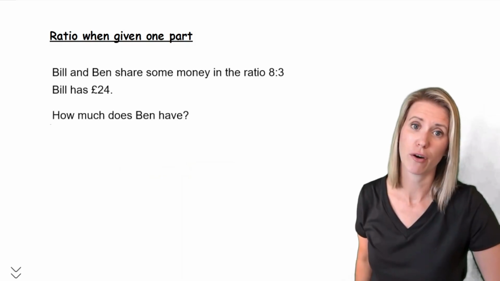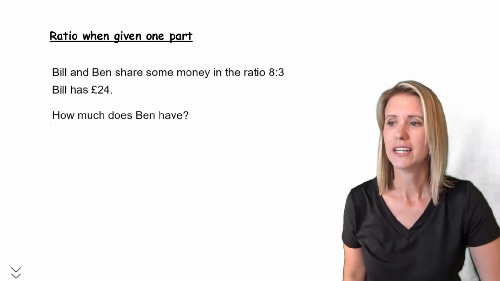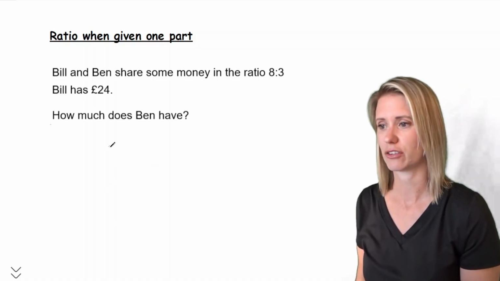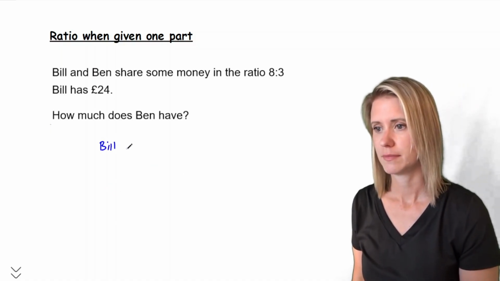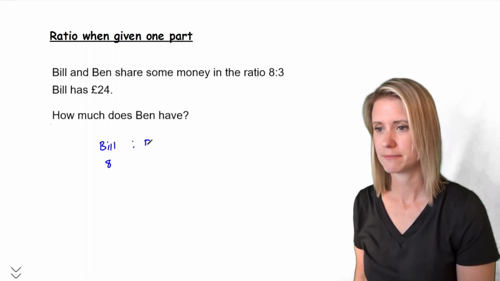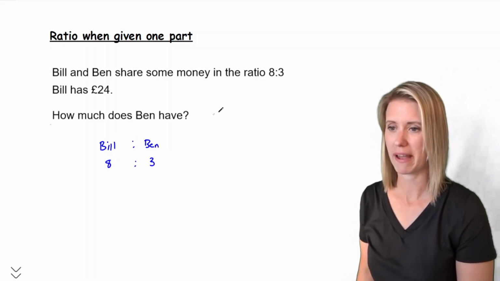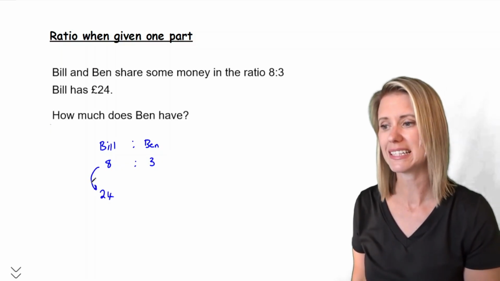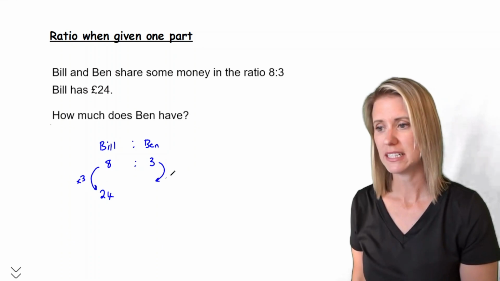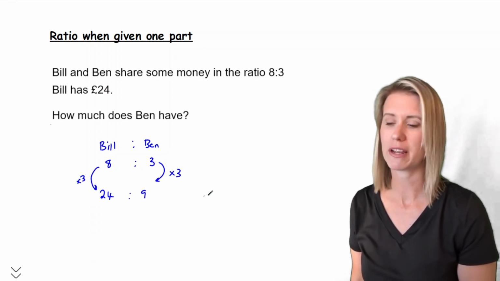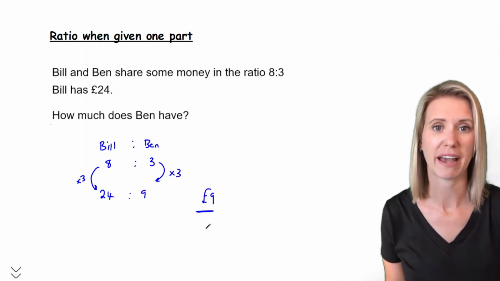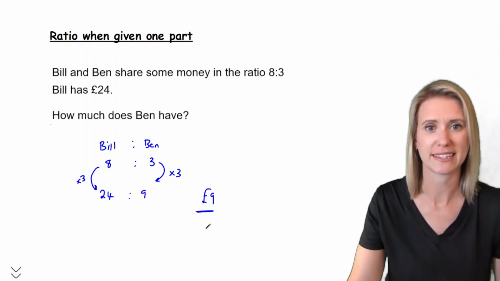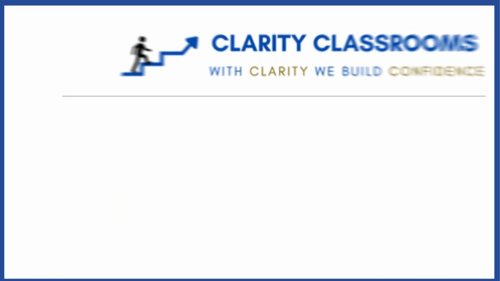Finally, one other type of ratio question you may be given is this. When you're given one part, so Bill and Ben share some money this time in the ratio 8 to 3. So for every £8 Bill gets, Ben gets £3. That's what the ratio is telling us. But this time Bill has £24. So he has that £8 3 times. So Ben's also needs multiplying by 3 and he would have £9 there. If the left has been multiplied by 3, the right needs multiplying by 3 to keep the ratio in the same amount.